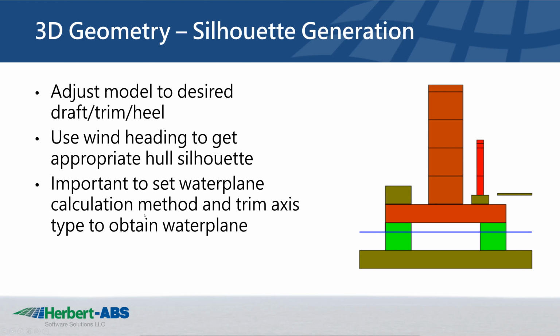For this step, it's important to note that there are some calculation settings available in both HECSTAB and the Wind app to set both the water plane calculation method and the trim axis type. And these two are important to look at as it changes how the vessel is rotated and adjusted into its end position based on draft, trim, and heel.